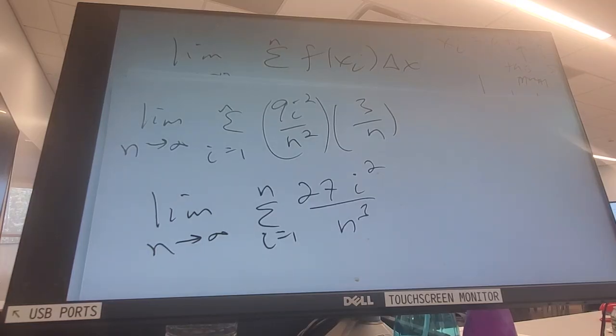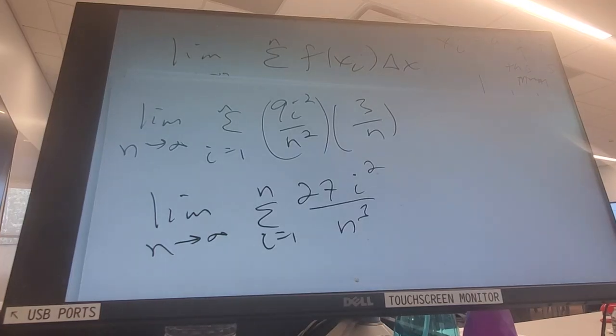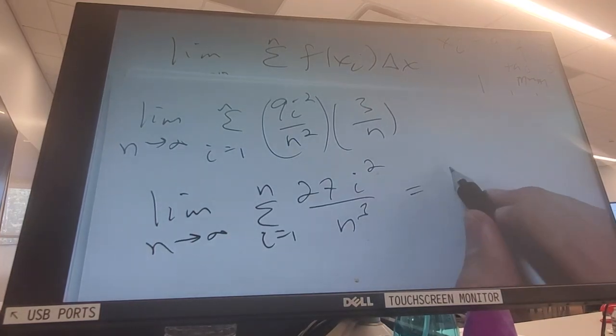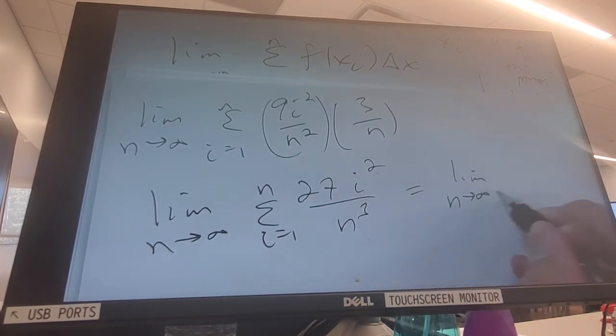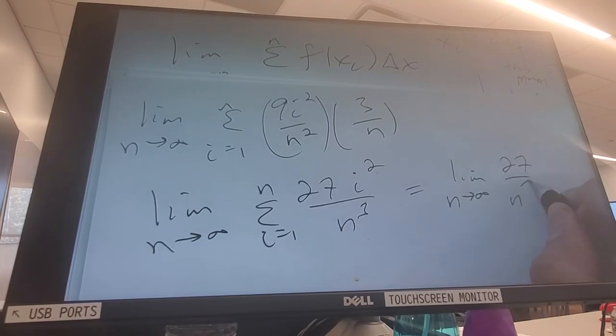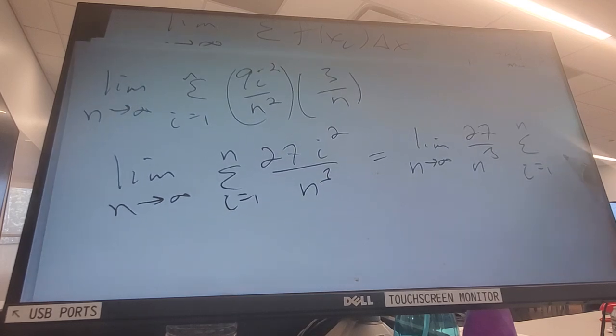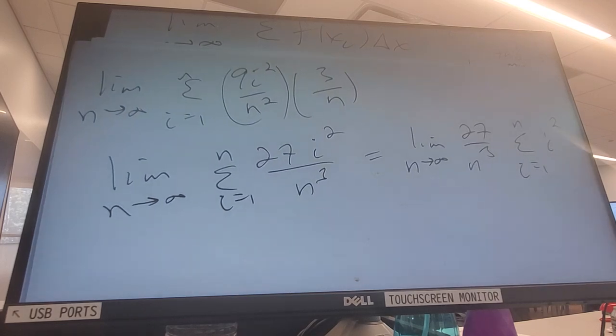So I could rewrite this as the limit as n goes to infinity, and what I normally do is keep these collected here. And what's the only thing left inside of here? i squared. Now, we know what the sum from i equals 1 to n of i is. That was good old Gauss who did that for us. That was n times n plus 1 divided by 2.